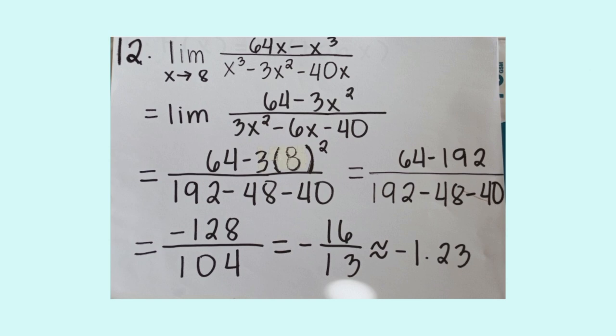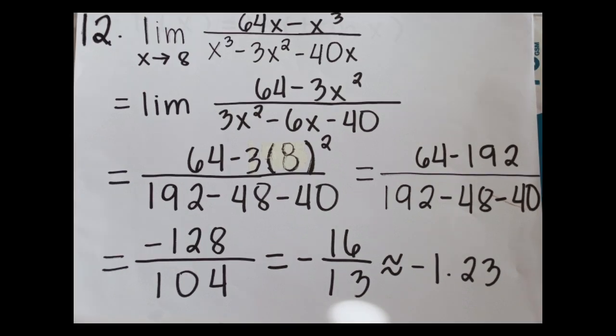The numerator 64 minus 3 times 64 is negative 128 and the denominator 3 times 64 minus 6 times 8 minus 40 is 104. So, the expression becomes negative 128 all over 104. Simplifying the fraction, we have negative 16 all over 13, which is approximately negative 1.23.